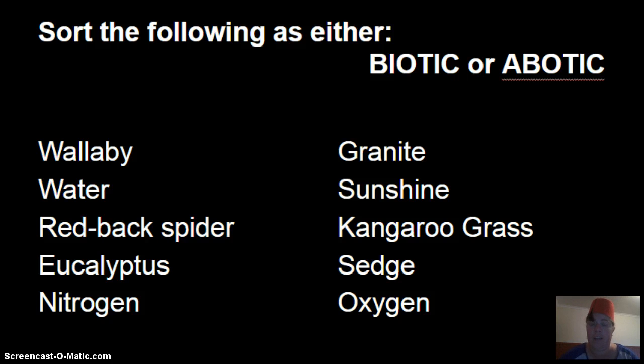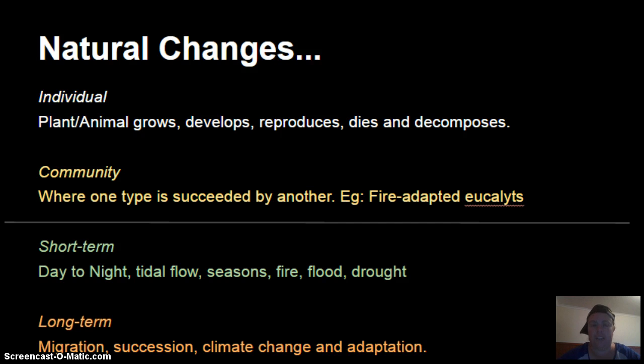So why don't you pause me right now and try and categorize. Wait, don't pause me yet. Pause me after I've explained this. Categorize all these items as either biotic or abiotic. Go ahead, pause me. Did you pause me? Hopefully that wasn't too hard. Right, let's go back to these natural changes.